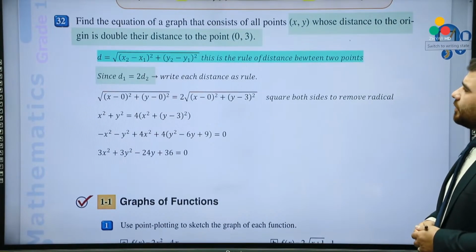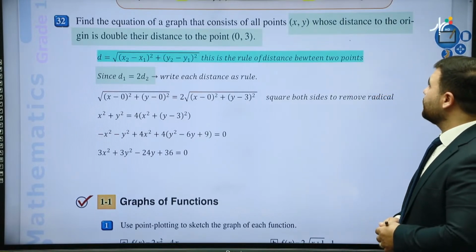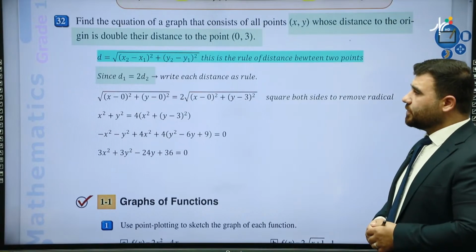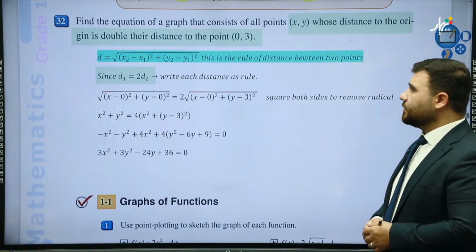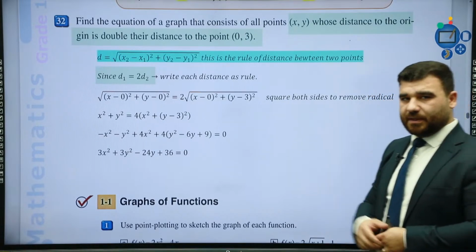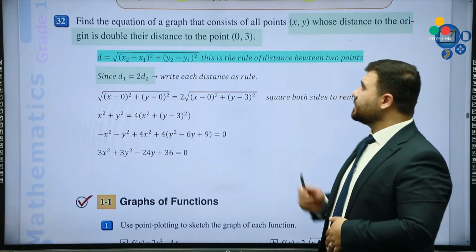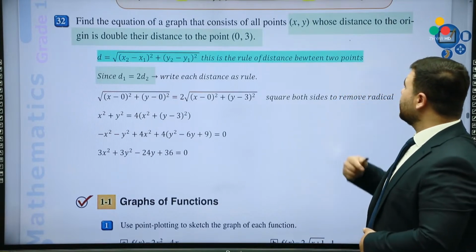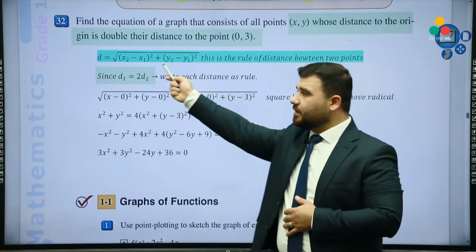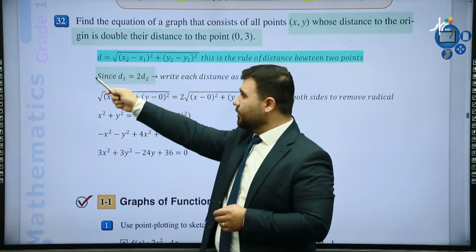Find the equation of a graph that consists of all points x, y whose distance to the origin is double their distance to the point 0, 3. This is an important question and it's been in the real exam several times. The first thing we need to know, go back to grade 10 and 11, is the rule for the distance between 2 points.